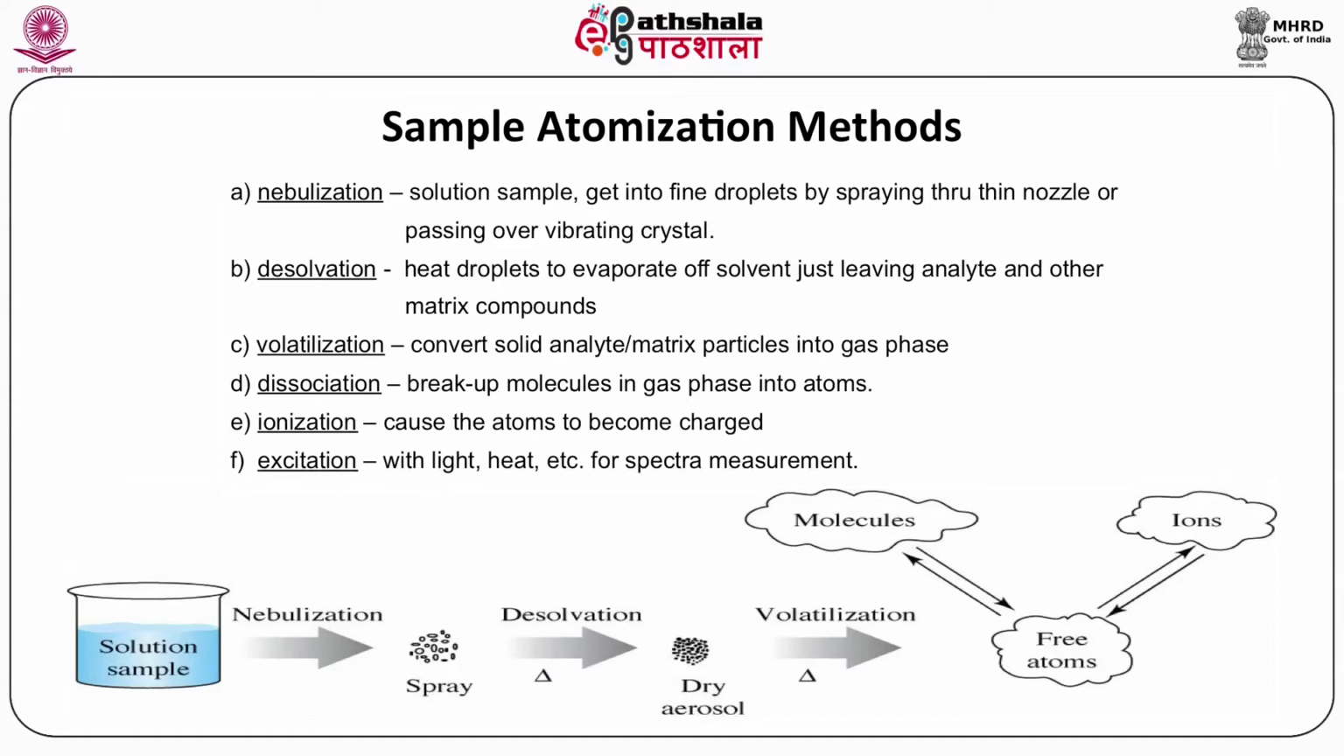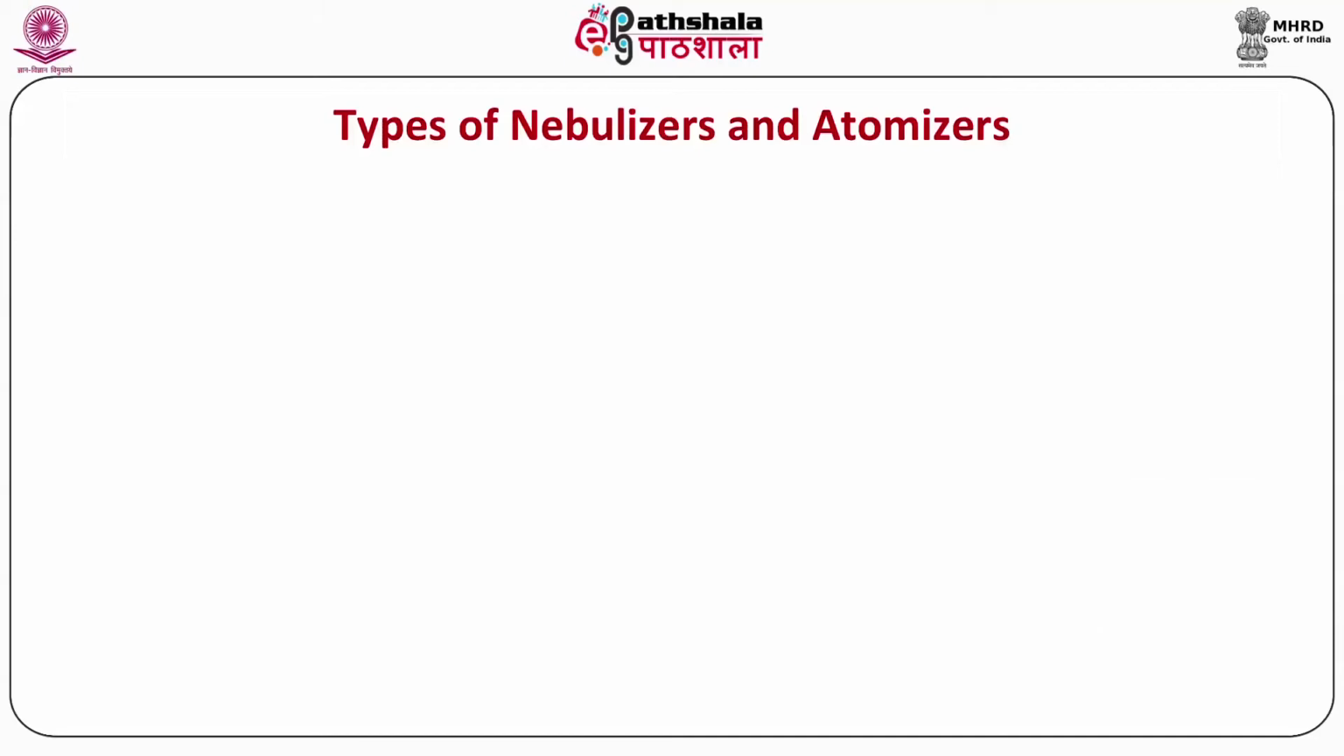Desolvation, in which heat causes the droplets to evaporate the solvent, leaving just the analyte and other matrix compounds. Volatilization, which converts solid analyte matrix particles into the gas phase. Dissociation, which breaks molecules in the gas phase into atoms. Ionization, which causes the atoms to become charged, and excitation with light, heat, etc. for the spectral measurements. Now we discuss some types of nebulizer and atomizer.